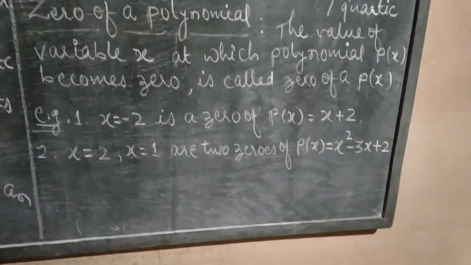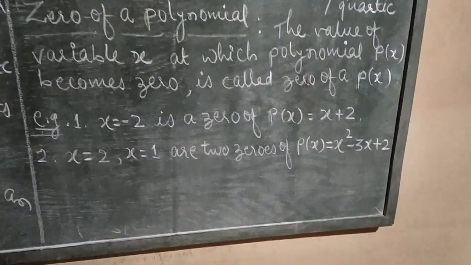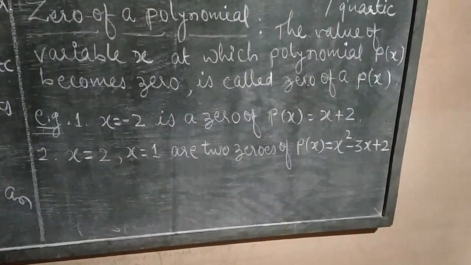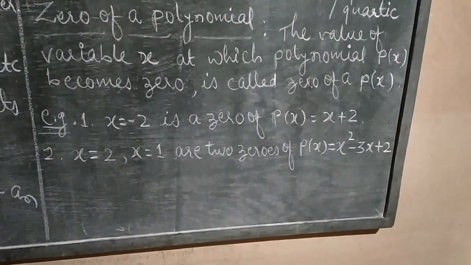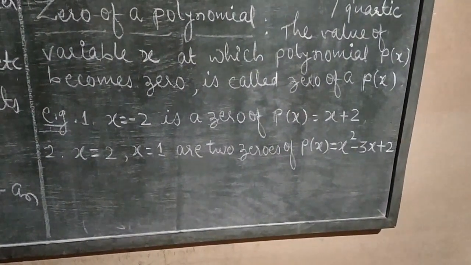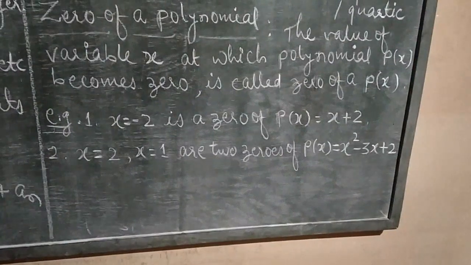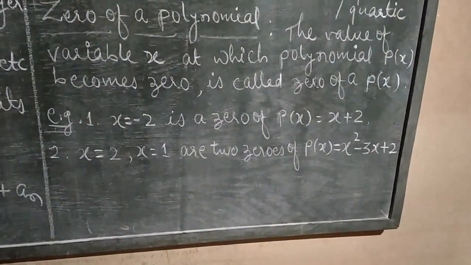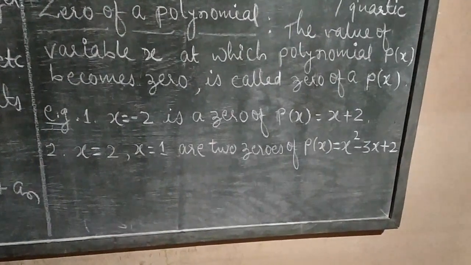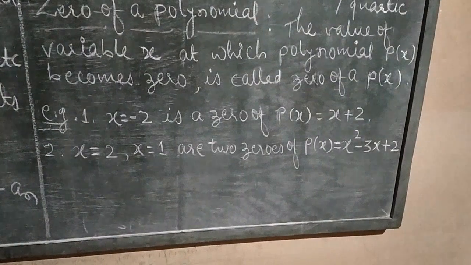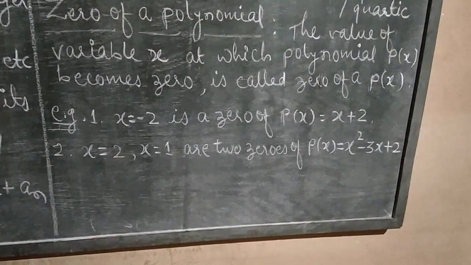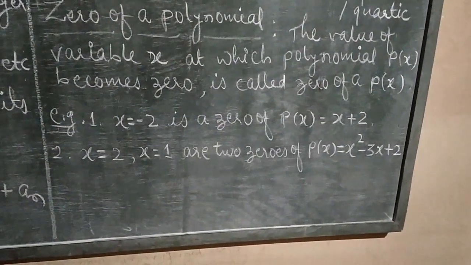Look at the first example. I have written here p of x equal to x plus 2. If we put x equal to 1, what will we get? 1 plus 2, 3. It doesn't become 0. So x equal to 1 will not be a zero of the polynomial. If we put x equal to 0 here, 0 plus 2, again we are not getting the 0 value. So x equal to 0 will not be a zero of the polynomial. But when we put x equal to minus 2 there, then we will get minus 2 plus 2, that is 0. So p of x will become 0. In this case, x equal to minus 2 will be the zero of the polynomial.